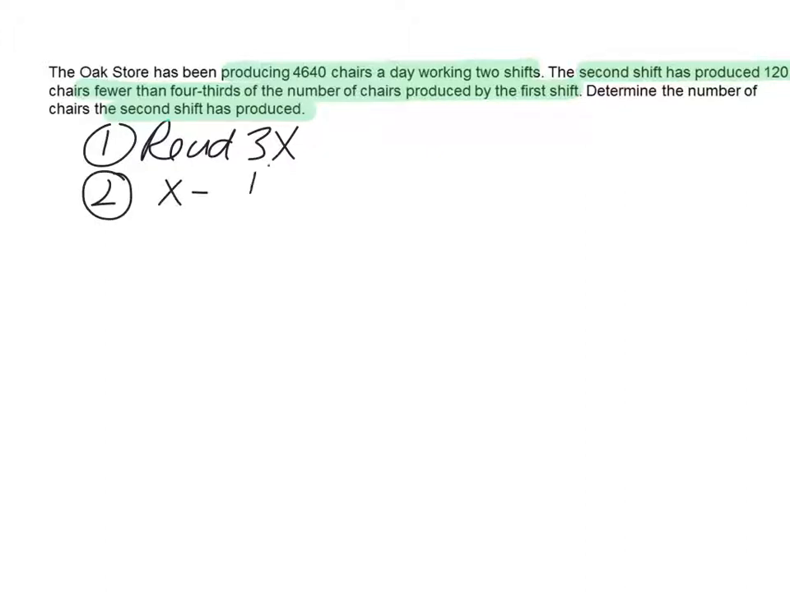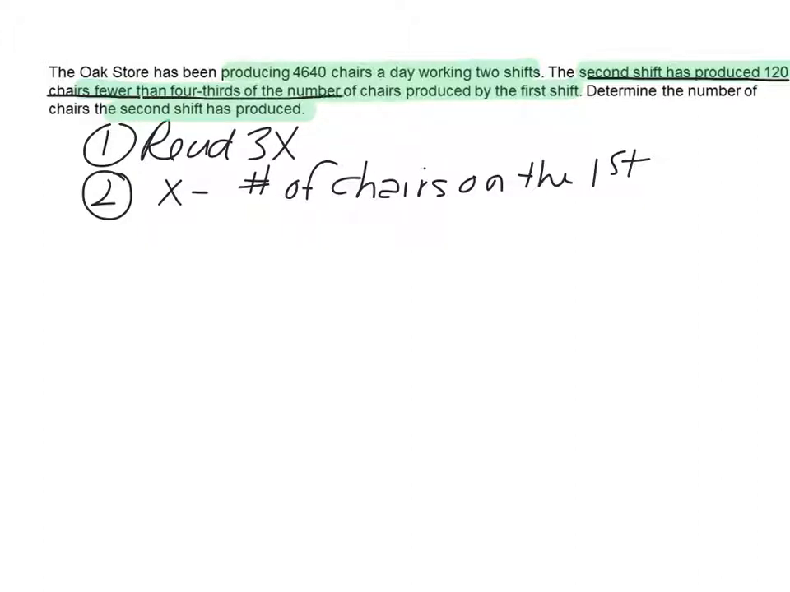x be the number of chairs on the first shift, and for the number of chairs on the second shift, we have to pick up on the keywords here. The second shift has produced 120 chairs fewer than, that means we're going to subtract 120, than 4/3 of the number of chairs produced by the first shift. So we're going to have 4/3 x minus 120 will be the number on the second shift.